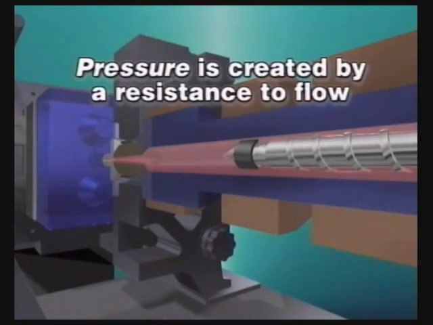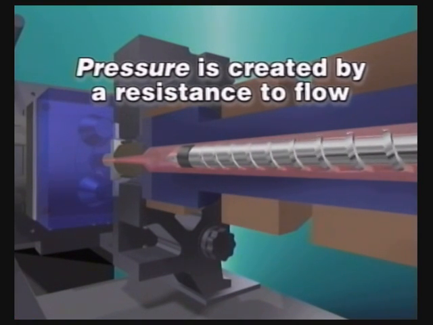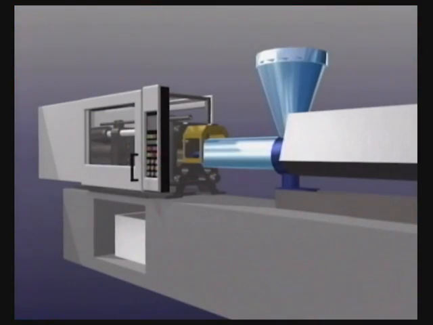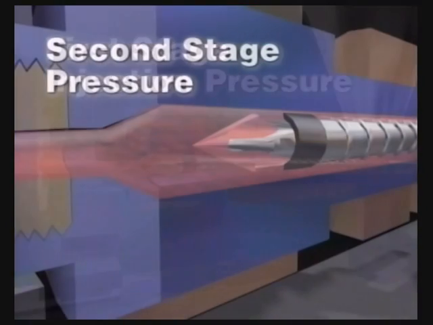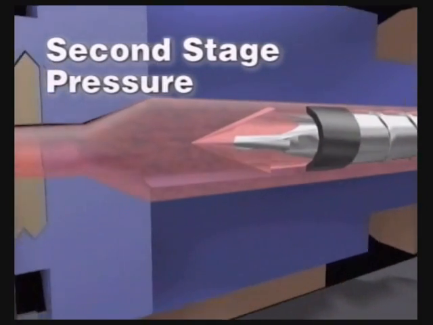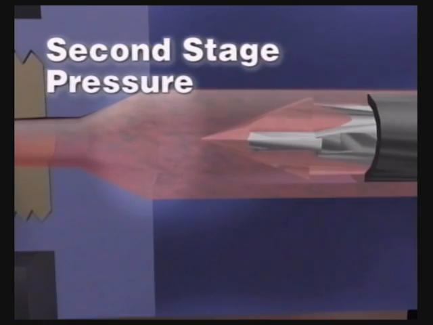Pressure is created by a resistance to flow. Pressure settings on the machine determine and regulate this resistance. To establish first-stage injection pressure, raise the pressure to a point where the part fills out without any packing. The screw will come forward and stop as it reaches the melt cushion. At this point, second-stage pressure comes on to allow the melt cushion to pack out the part.